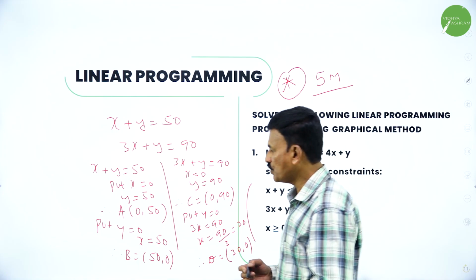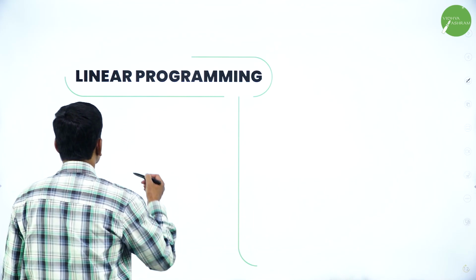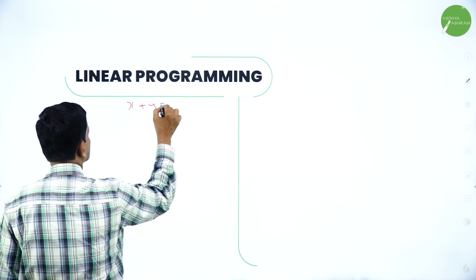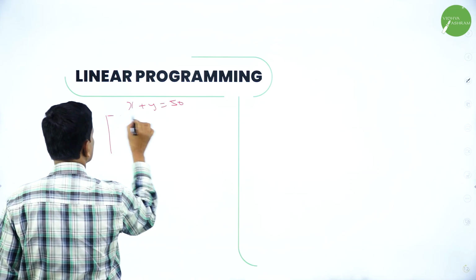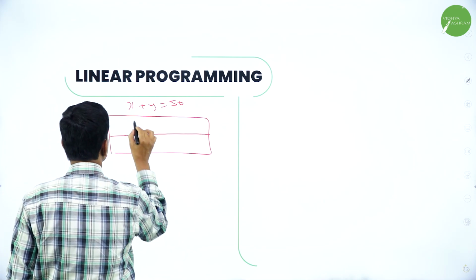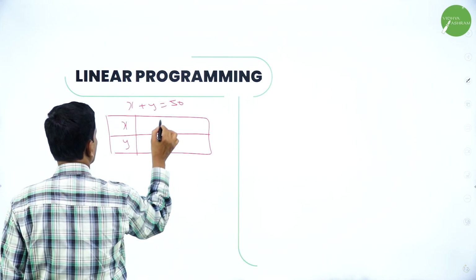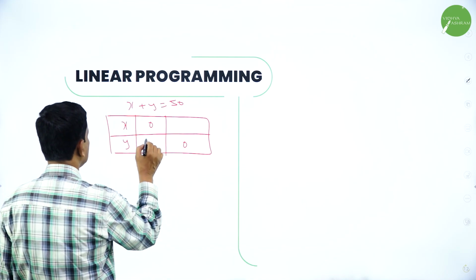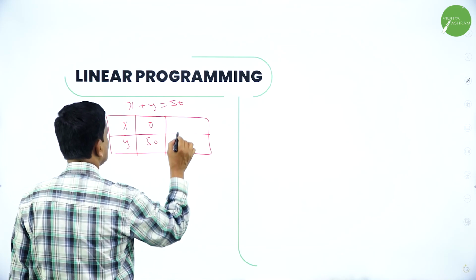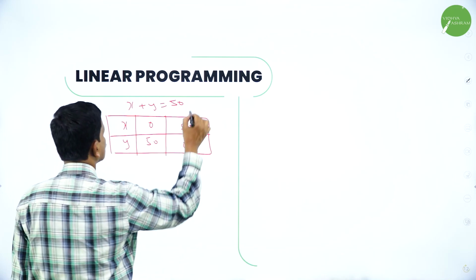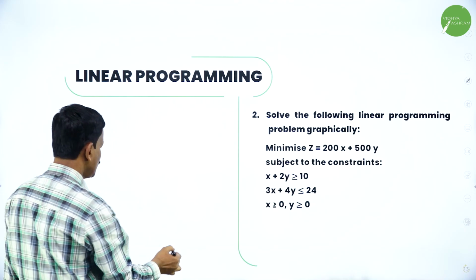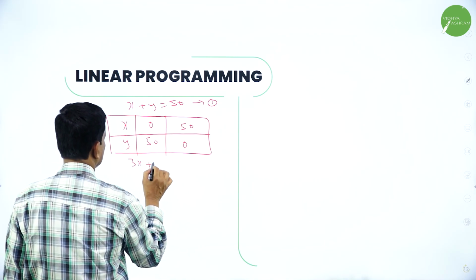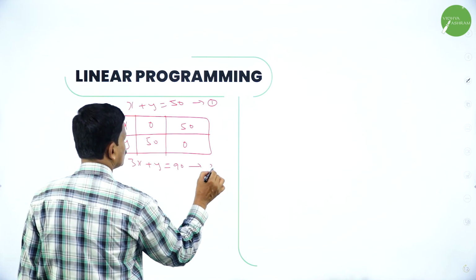Right. So, therefore, what are the points we got here? For the first equation, x plus y is equal to 50, these are the points. So, x, y. When x is 0, y is 0. When x is 0, y is 50. When y is 0, x is 50. This is for equation number 1. Another equation, the second equation, is 3x plus y is equal to 90, equation number 2.